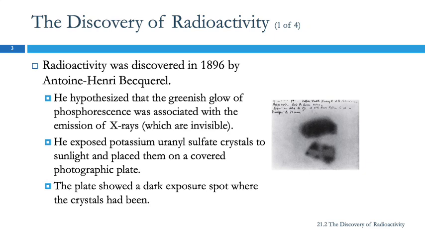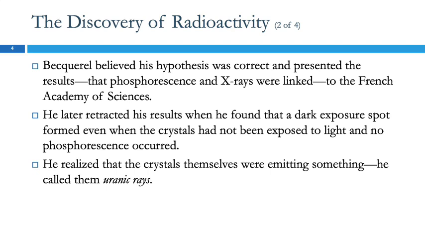So what he did is he took some potassium uranyl sulfate crystals, exposed them to sunlight, because that's how you get these things to phosphoresce, and then he placed them on a covered photographic plate. So no light could reach the photographic plate, just those crystals were there. And the plate showed a dark spot where the crystals had been. So these crystals are exposing the photographic plate. It's like, cool, hypothesis confirmed.